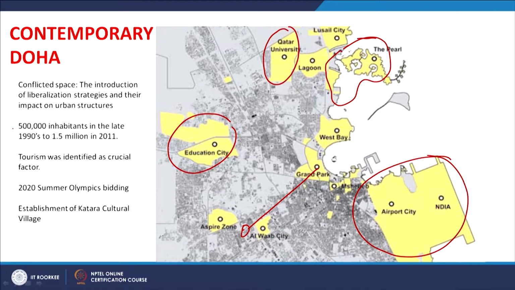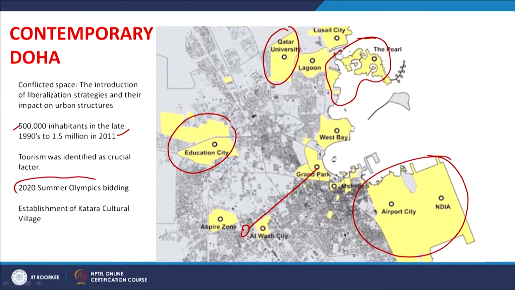So now the fear, the planning dimension, is: yes, we have an oil resource, maybe it can last for 100 to 150 years, but what next? How can we rely on alternative resources, how can we invest in education, how can tourism be part of it, right? And that is where about 5 lakh inhabitants in the 1990s became 1.5 million in 2011. And this is a phase where Qatar looked at liberalization strategies and how they have impacted the urban structures.